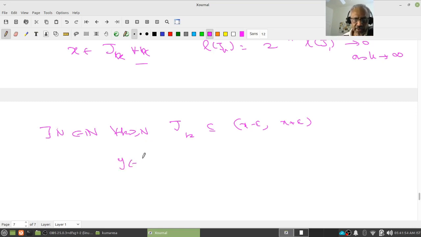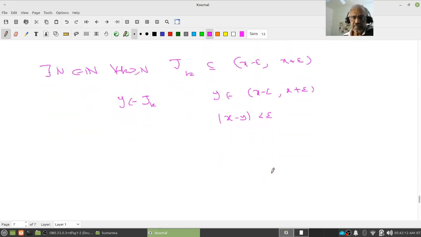Suppose I start with a y in J_k. If I want to say y belongs to (x minus epsilon, x plus epsilon), what does it mean? That means I have to say mod x minus y should be less than epsilon. Now remember, x belongs to J_k and y also belongs to J_k. Therefore, what will be mod x minus y? That will be at most the length of J_k.